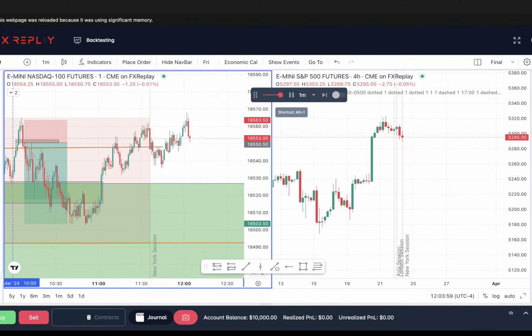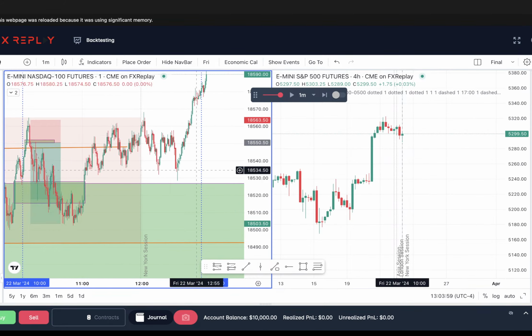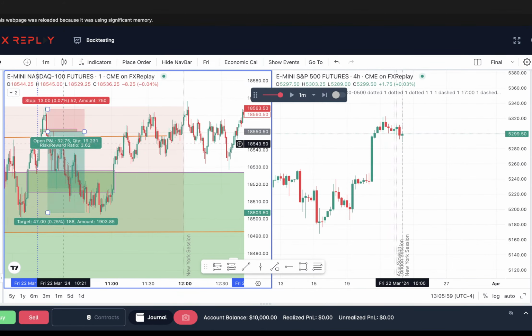Let's see if it keeps going higher. Yeah, so I had a feeling, because this is a higher time frame fair value gap. But that's still not a bad trade. 10 a.m. reversal, 1 to almost 4, not a bad trade.